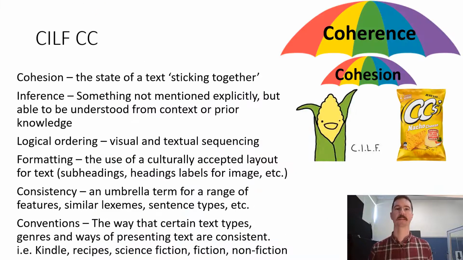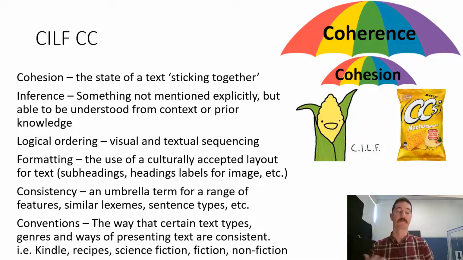So coherence, let's do it. So cohesion, sticking together. Inference is basically the things that aren't stated but can be worked out from the text regardless. Logical ordering, putting things in order. Formatting, the way things are set out, put into boxes, breakout boxes, etc. You probably think of a textbook if you imagine all the ways that it's formatted to make it as readable as possible. Lots of pictures, lots of color coding. You always know the questions are going to be in the bottom right-hand corner, etc.